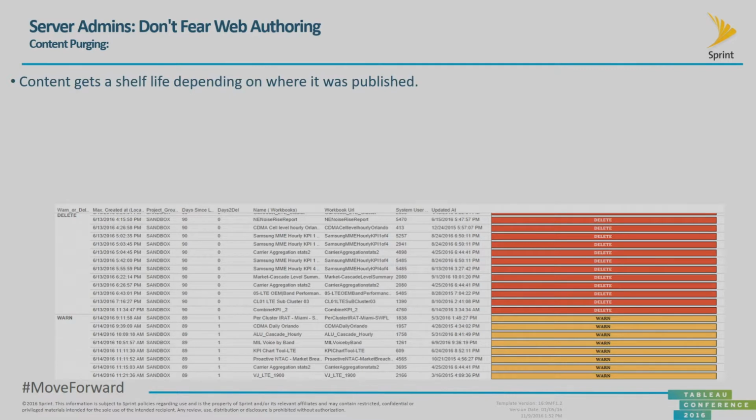And everything that goes to the server gets a shelf life, depending on where it's published. So if it's in a sandbox, whether it be open network sandbox or one of your team's sandboxes, it has a shelf life of 90 days. If it's not used in 90 days, we delete it. The reason why we think of that is sandbox is supposed to be your dev space. If you're developing something, you should be using it every day until you get this thing ready for production.